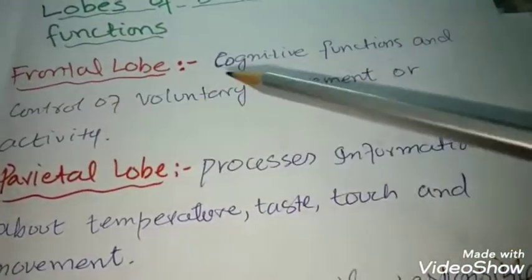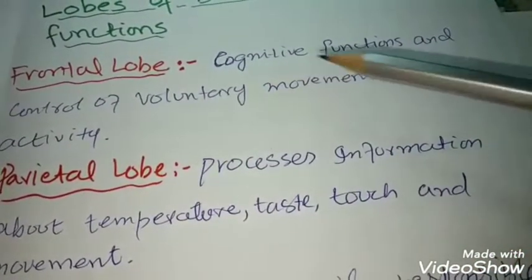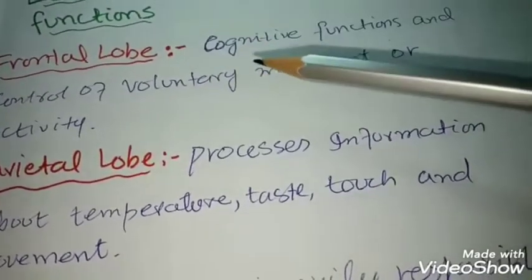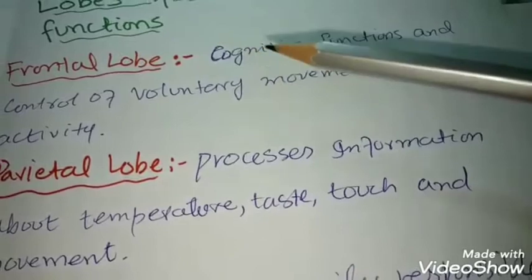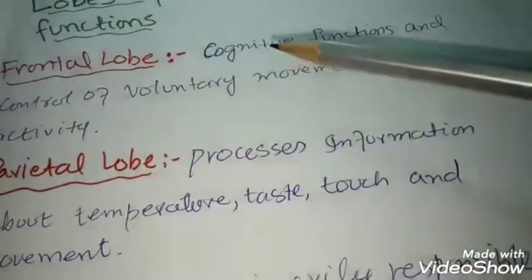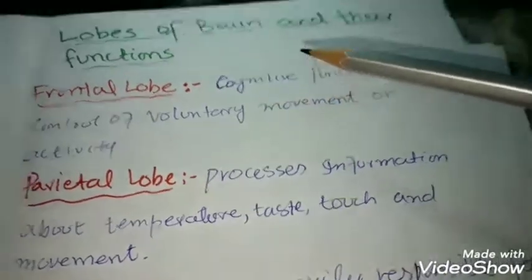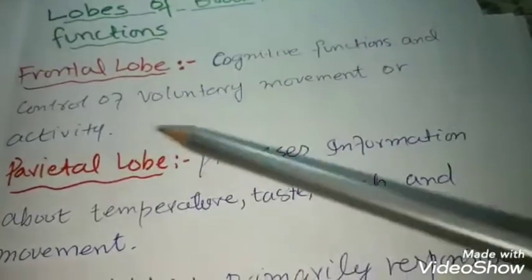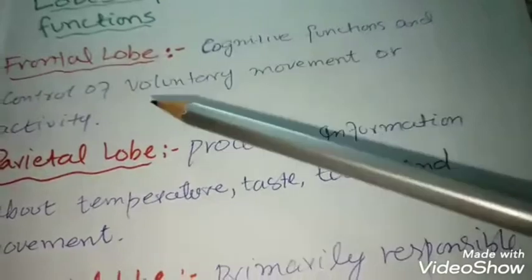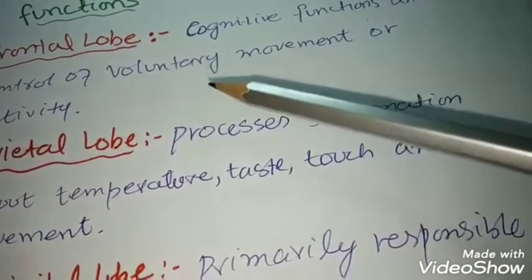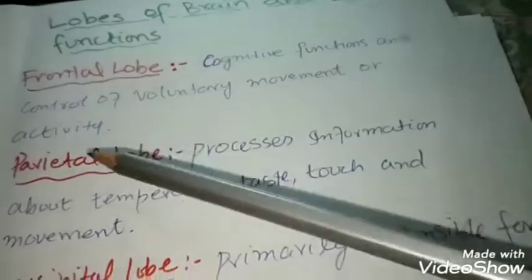The function of frontal lobe is cognitive functions. Cognitive functions mean thinking, intelligence, decision making, learning, etc. Frontal lobe carries out cognitive functions, and controls voluntary movements. Voluntary movements means which movements are under our conscious control or activity.